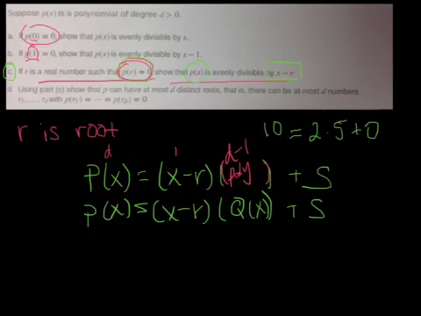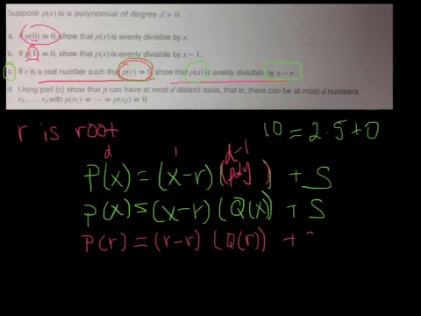So let's do that now. P of r, well, that would mean that I have r minus r, times this polynomial q of x. I plugged in r to it, so it's whatever I get when I plug in r, plus s. And at this point, we haven't figured out what this is, so how am I going to know what q of r is? Well, the good thing is it doesn't matter.